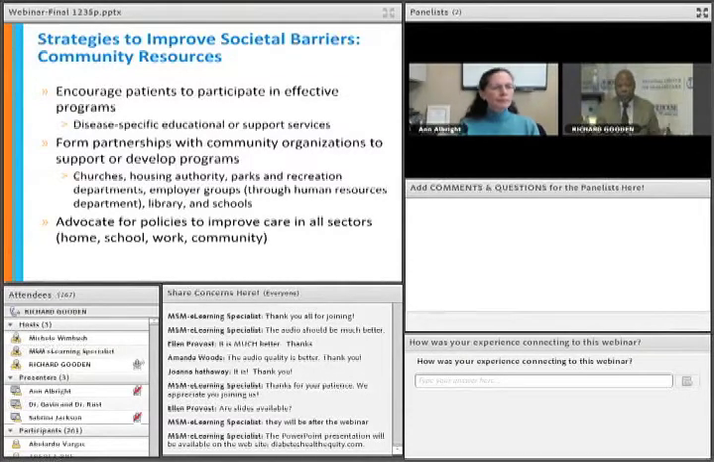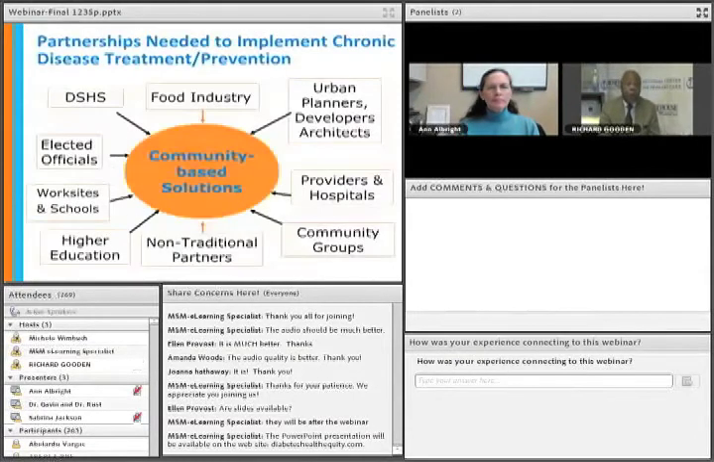Churches, housing authorities, social service organizations, parks and recreation departments, employer groups. And we need to advocate for policies that will improve care in all sectors, whether it's at home, at school, or in the workplace. And these partnerships are diverse. The elements of this partnership must cover all of the fronts, whether we're talking about public sector partnerships with the private sector, contributors from the food industry, urban planners, churches, schools, community groups. This is what we mean by community, and this is the core of what those partnerships must look like.